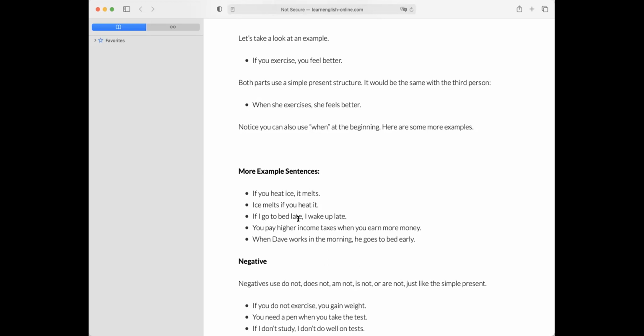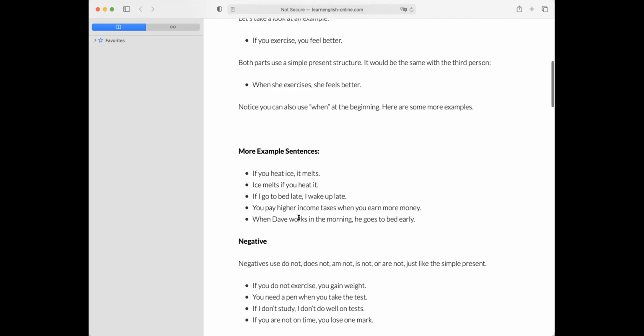If I go to bed late, I wake up late. Si yo me acuesto tarde, yo me levanto tarde. You pay higher income taxes when you earn more money. Entonces usted paga más impuestos por lo que gana en el año, pues si usted gana más dinero. ¿Cuándo usted gana más dinero? When Dave works in the morning, he goes to bed early. Entonces, cuando Dave trabaja en la mañana, él se acuesta temprano.